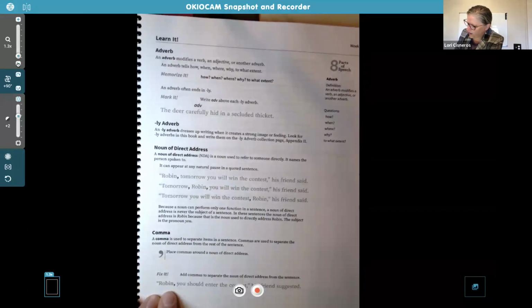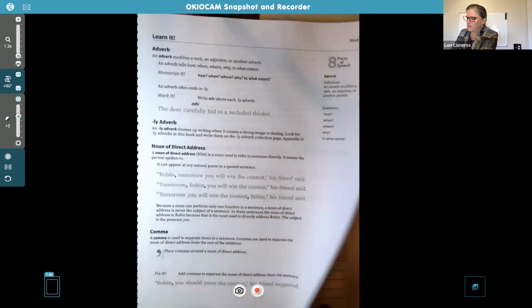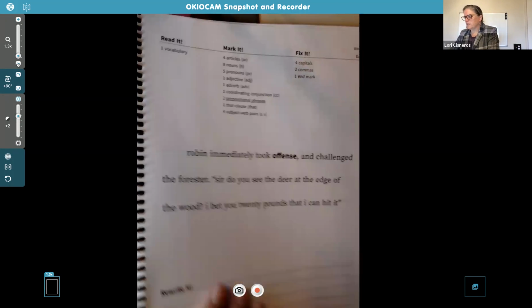The example at the bottom, "Robin, you should enter the contest," his friend suggested, shows the comma to separate the noun of direct address from the rest of the sentence. All right. Go ahead and turn the page to 26.